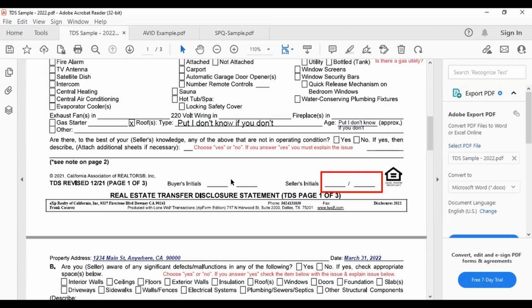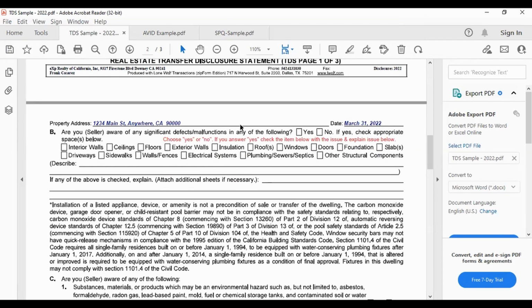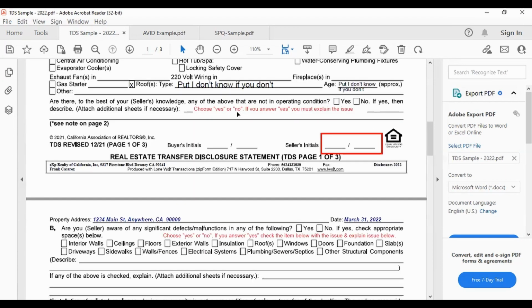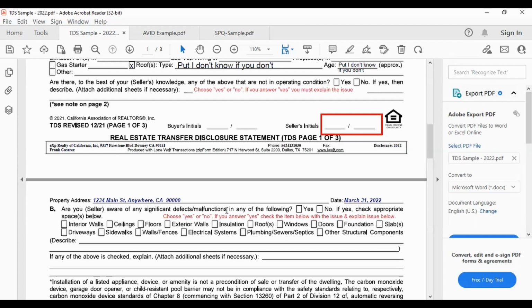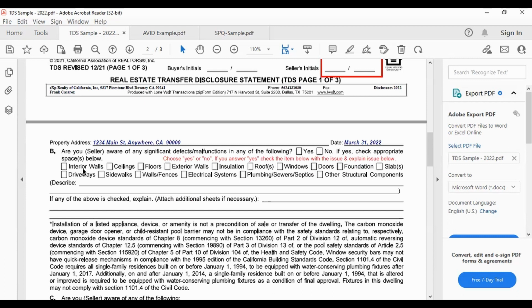Once again, it's looked at as not complete. Now we go to the next page and it gets kind of tricky here. Why they don't just put these two items together, because here it says, are you aware of any significant defects or malfunctions in any of the following systems? I don't know, myself, I thought they should just put these together. But these are referring to things like walls, ceilings, floors, insulation, roof, windows, doors, foundations, slab, driveways, sidewalks, plumbing, electric.